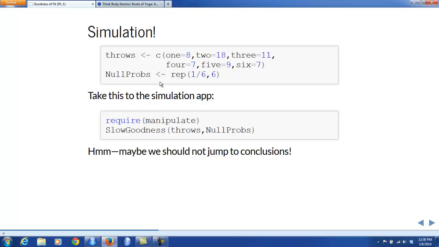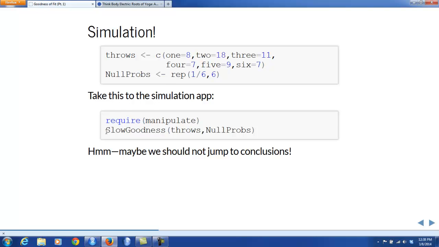We also need to construct an object that says what the null hypothesis thinks the chance of each of the possible sides is. The rep function comes to our aid here. It repeats 1/6 6 times. So null probs is going to be a list of 6 1/6s put together.